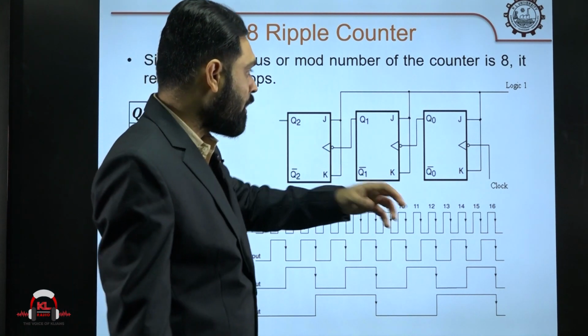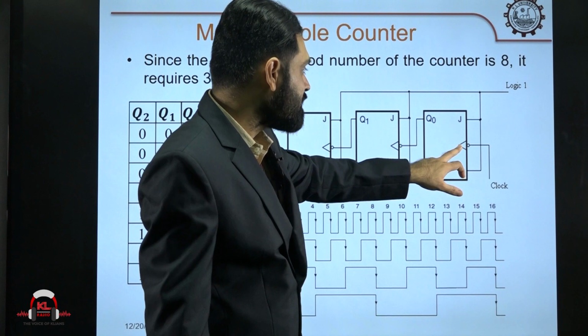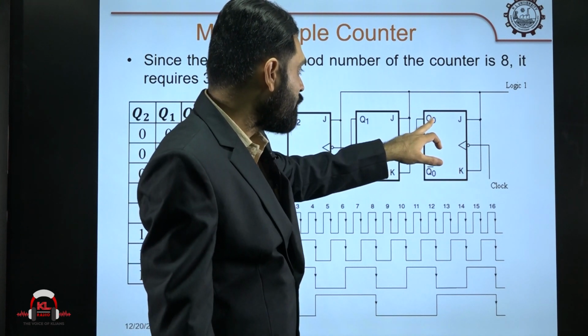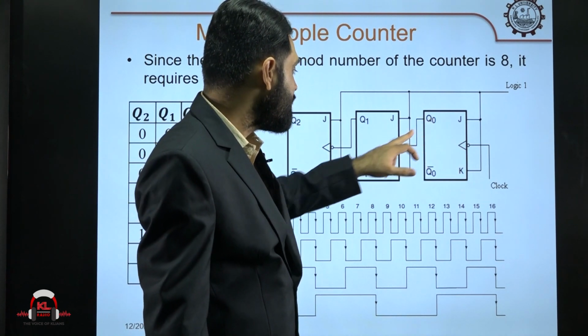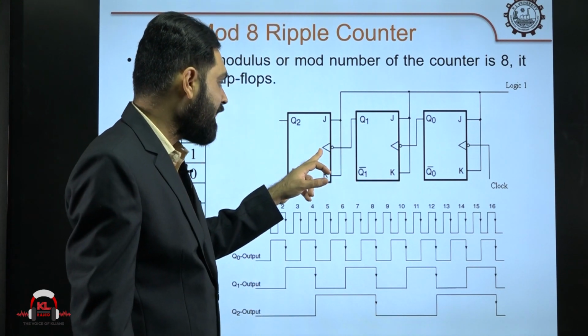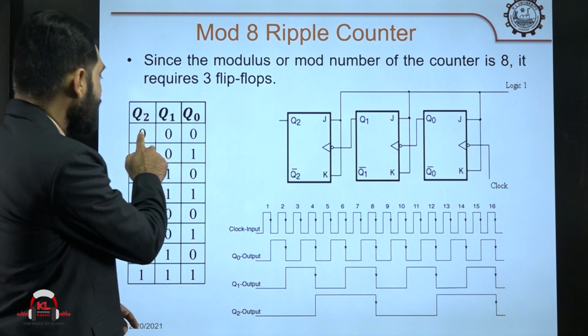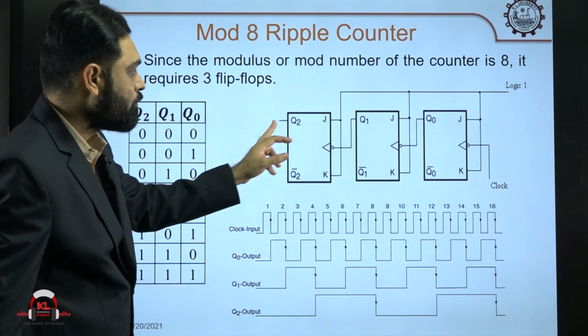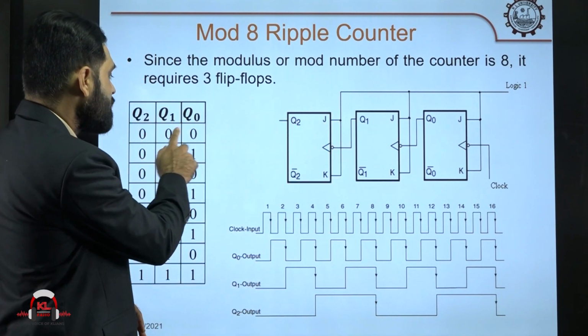The operation is simple. When you apply the clock pulse, initially the Q naught value will be 0. If it is 0, the next clock will not be activated. When Q1 is 0, the next one will not be activated. So, the outputs will be 0 0 0. At Q2, Q1, Q naught, the values will be 0 0 0.